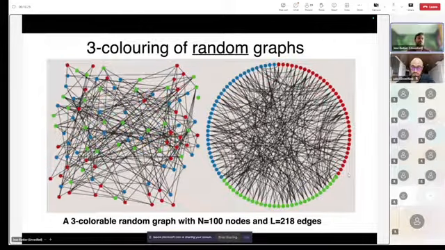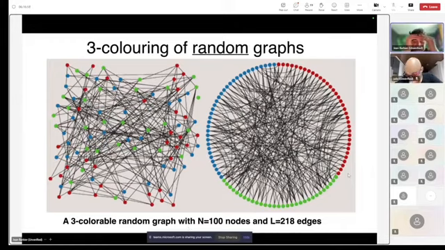Again, this probability distribution can be tuned by some control parameter, let's say the average degree of the nodes. And as a function of the average degree of the nodes, is the graph easy or hard to color for an algorithm? So these are examples of random graphs, which are actually 3-colorable. So 3 colors are enough, but in general, you may need more colors, okay.